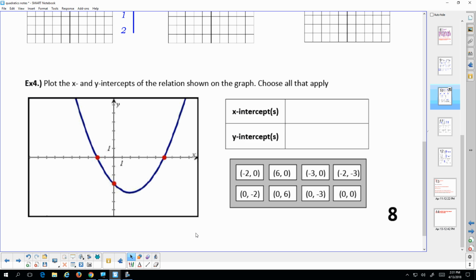Now this last part, doing the X and Y intercepts. This would be a great SOL question. You can see it's probably a drag and drop. We plotted the X and Y intercepts on the graph shown. So if we look at the X intercepts, that's these 2 points here. What are my 2 X intercepts? Well, over here I have -2, and over here I have 6. So my 2 X intercepts are going to be (-2, 0) and (6, 0). What's my Y intercept? That's going to be over 0, down 3, so (0, -3).